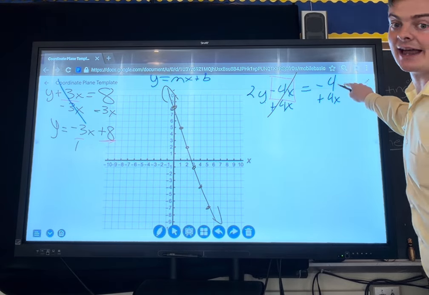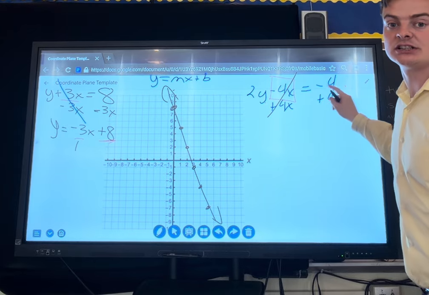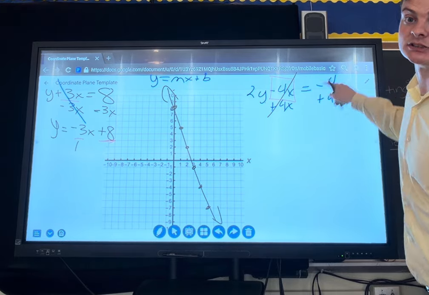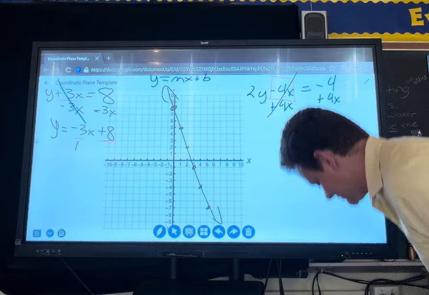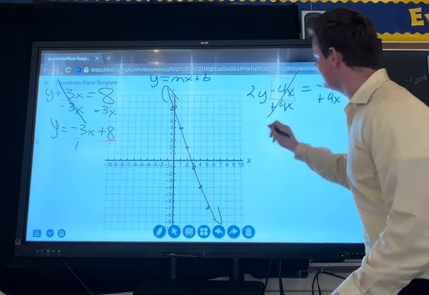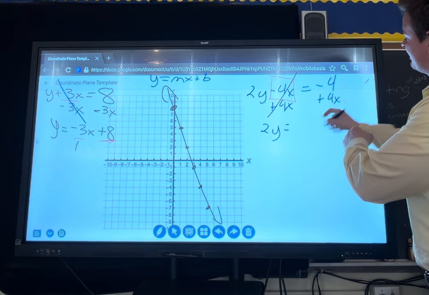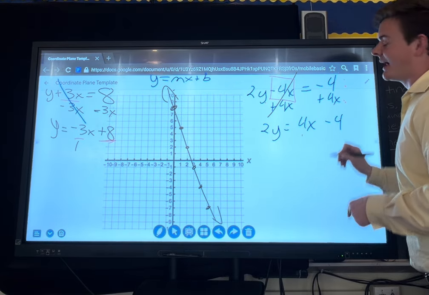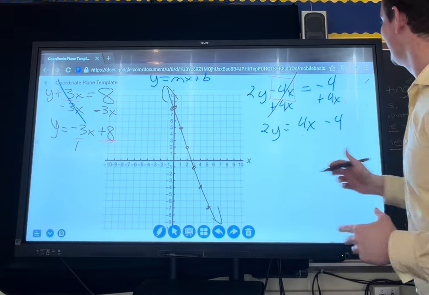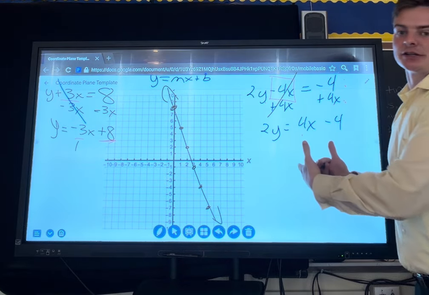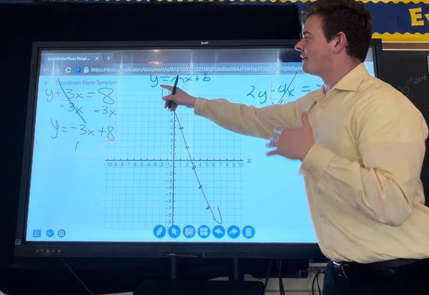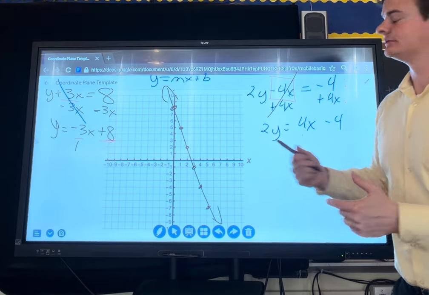Trickiest spot, can negative 4 and plus 4x combine? No. One has an x, one doesn't. So what can I do? Nice. The best thing I can do is just put them next to each other. 4x and the minus 4. They do not combine. I just put them next to each other. I like to put the x first. That way it's in form y equals mx plus b.